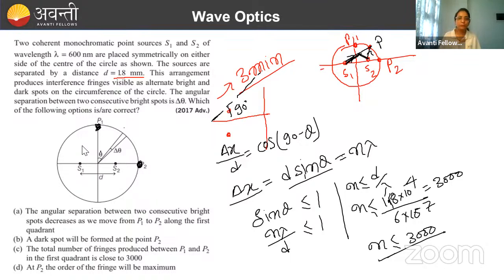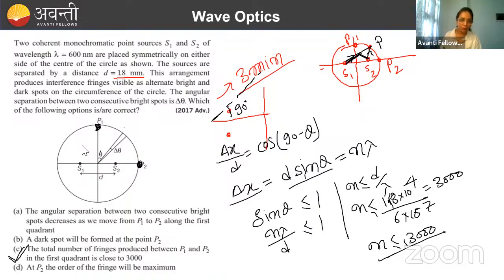So if we were getting this value of n for the linear screen, then from 3000 we would be subtracting 2, and adding 1 for the central maxima, right? But here it can take all the values. So n will be close to 3000. So for the total number of fringes produced, C is the correct answer.